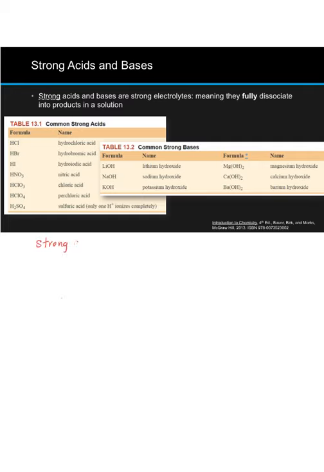You should know 7 strong acids. These 7 strong acids are HCl, HBr, and HI, hydrochloric, hydrobromic, and hydroiodic acid, HNO3, H2SO4, HClO3, and HClO4, nitric, sulfuric, chloric, and perchloric acids. These 7 acids are the 7 sole strong acids. These strong acids fully dissociate when mixed with water.